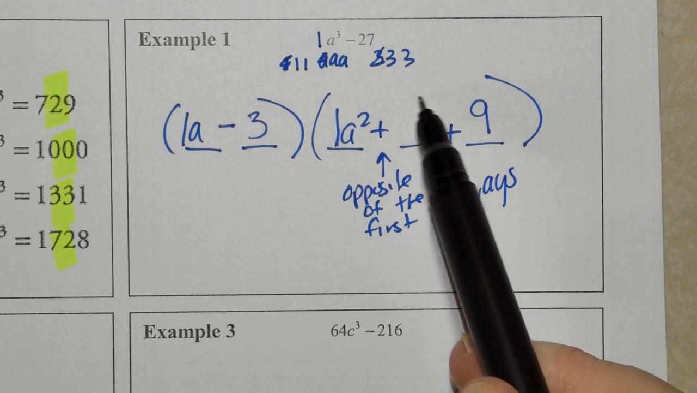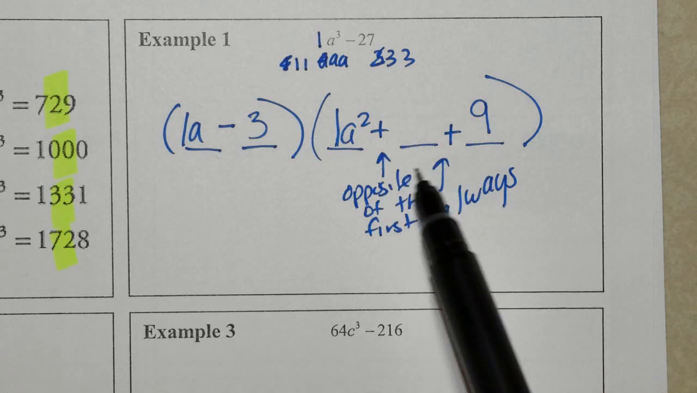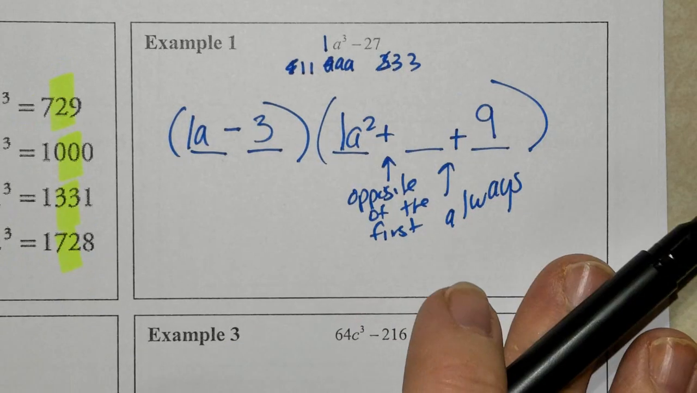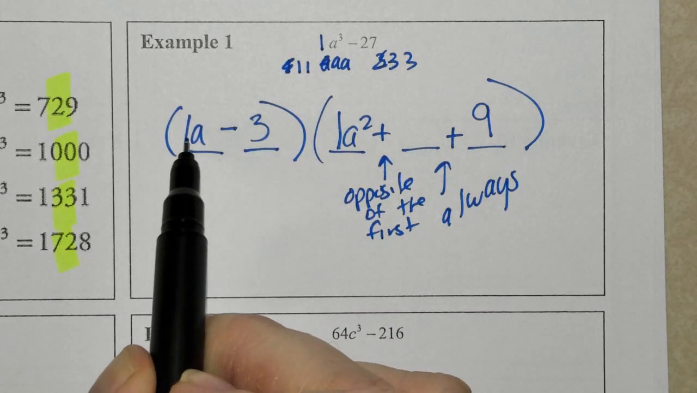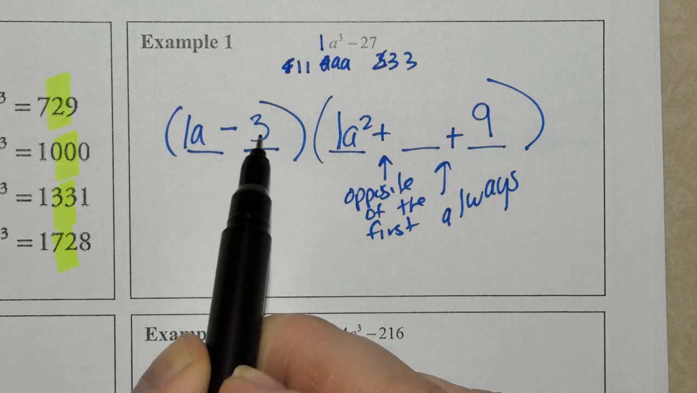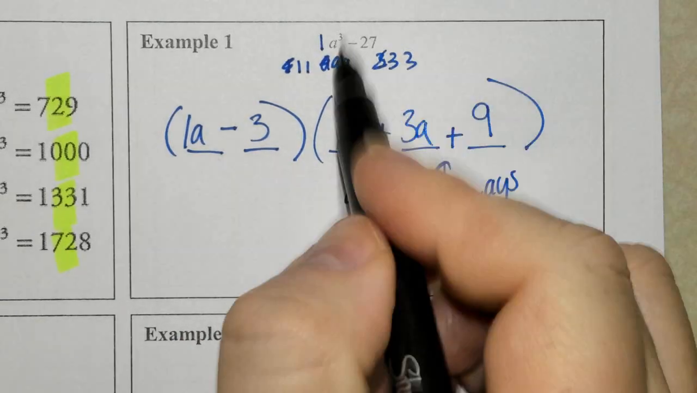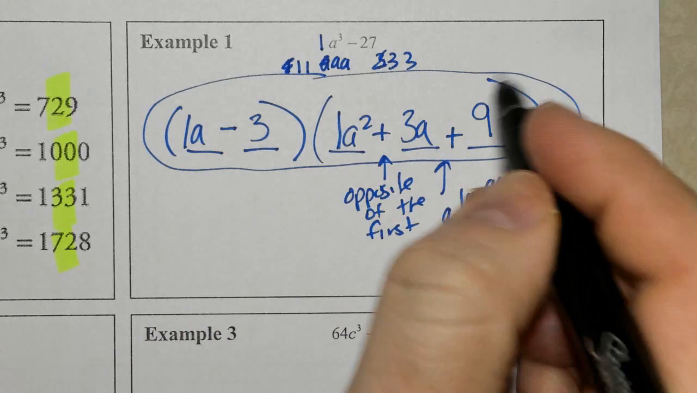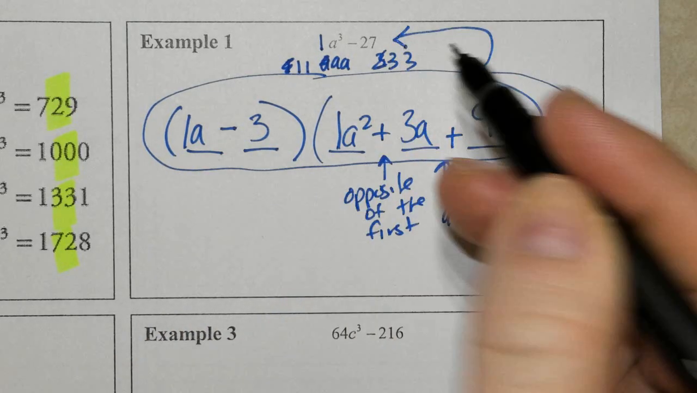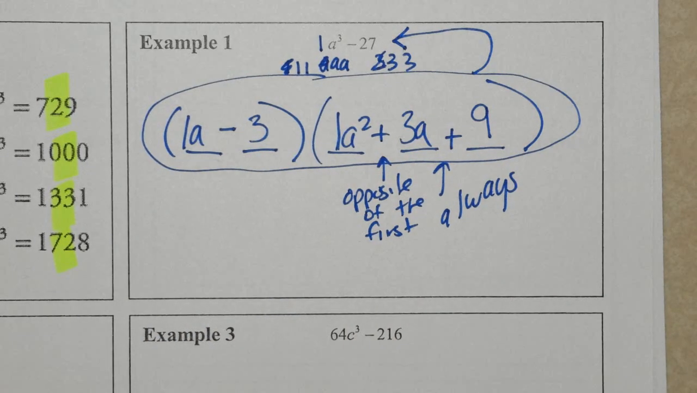How do we get the middle term? Forget about positives and negatives. We're only going to multiply here. 1A times 3 is 3A. This is equivalent to this expression. It's the factored form. They are equivalent expressions.